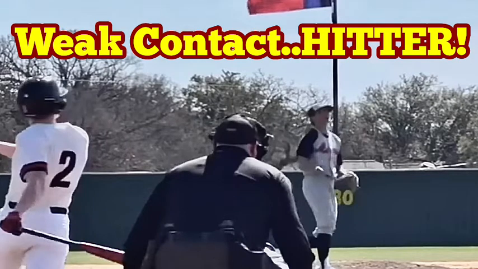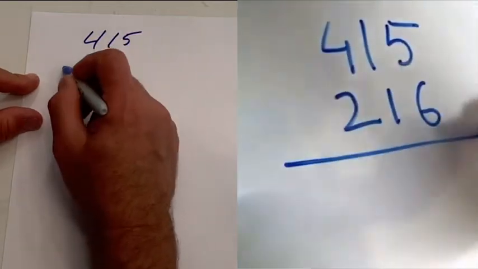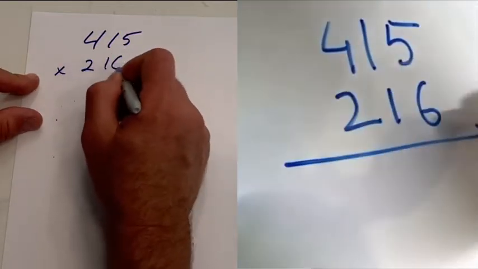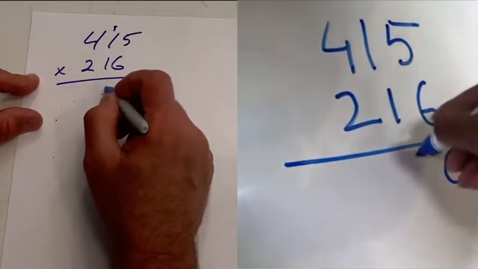Let's talk about a weak contact hitter. Before we talk about the hitter, let's talk about how long it takes to process multiplying 3-digit numbers. My hand is the one on the left, and the math specialist is the hand on the right.